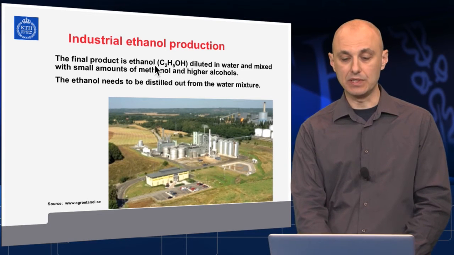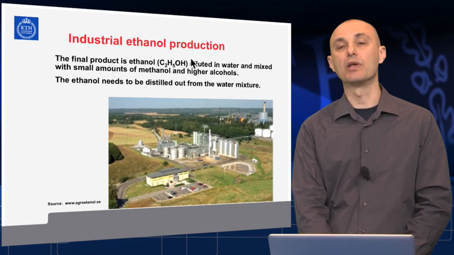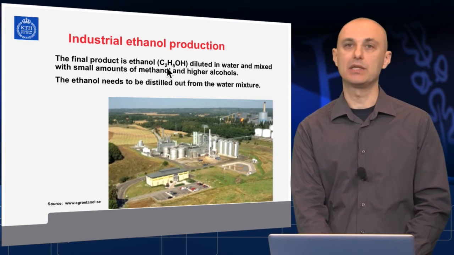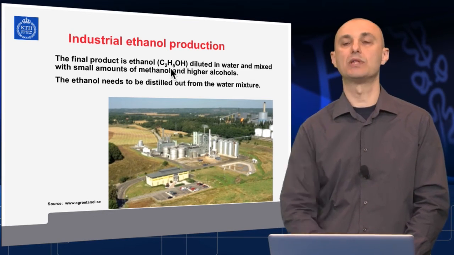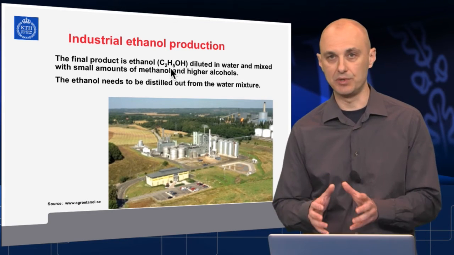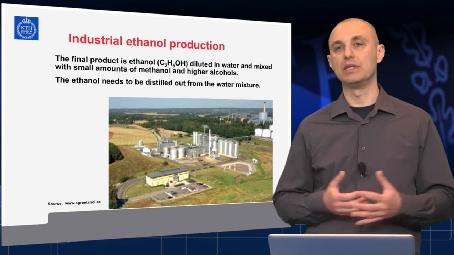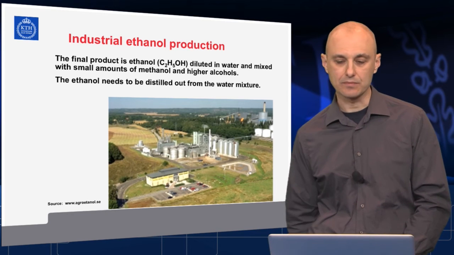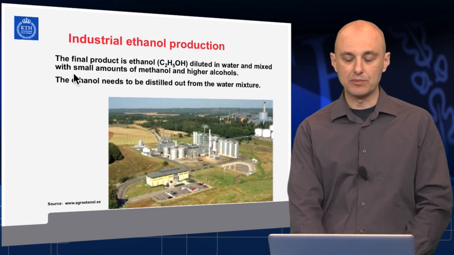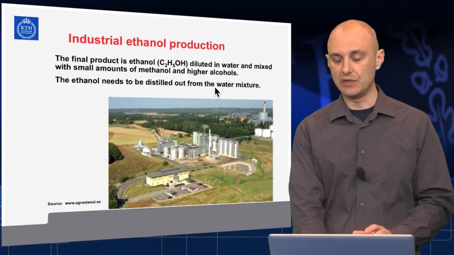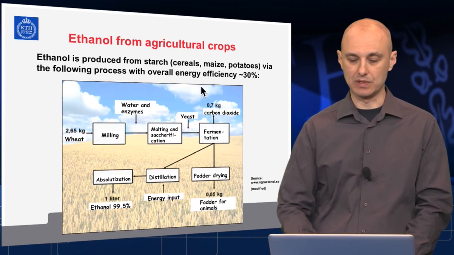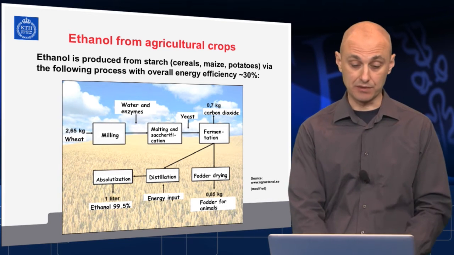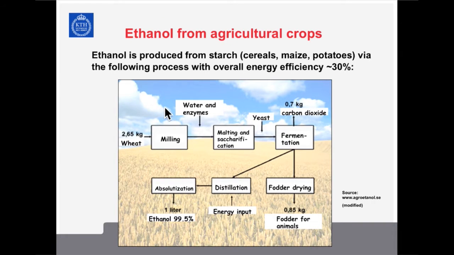What we produce is the common pure molecule of ethanol. Hopefully the pure molecule. It's actually difficult to dehydrate ethanol to 100% purity. But usually it's not necessary to have it 100% pure. The ethanol needs to be distilled out. Once again, this is the most energy consuming process. And this is how the actual process would look like. I have calculated for you what may happen.